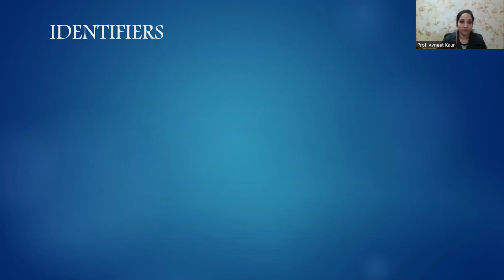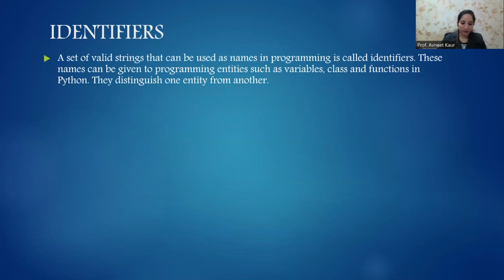Identifiers. Identifiers, as the name suggests, are the names that we give to identify a variable or a class or a function or any other object that is used in Python. It is also called a set of valid strings that can be used as names in programming. So the name is used to identify something, right? Same way, identifiers help us to identify.